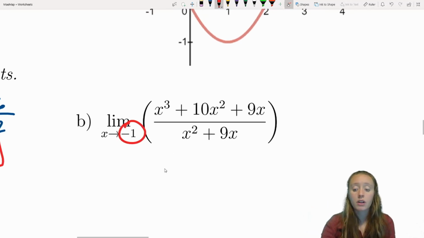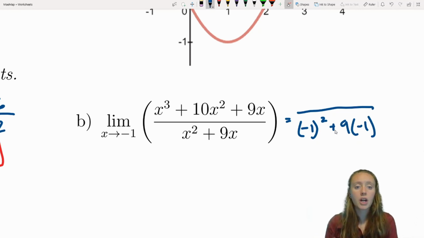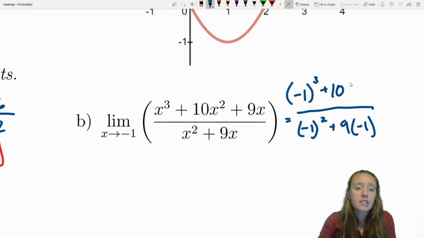Moving on to part B, we have to ask ourselves, what can we not plug into our denominator? Is negative 1 okay? Let's double check. If I plugged in negative 1, I'd get negative 1 squared plus 9 times negative 1. Does that equal 0? Negative 1 squared is 1. 1 plus negative 9 doesn't equal 0, so I'm safe to plug in negative 1. So I'll finish plugging it into my numerator.